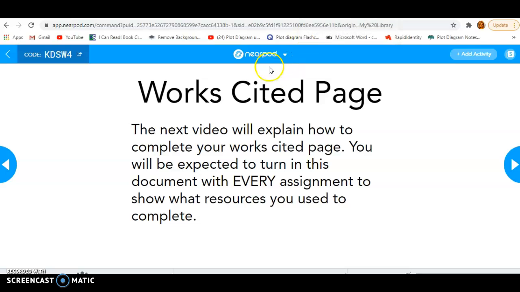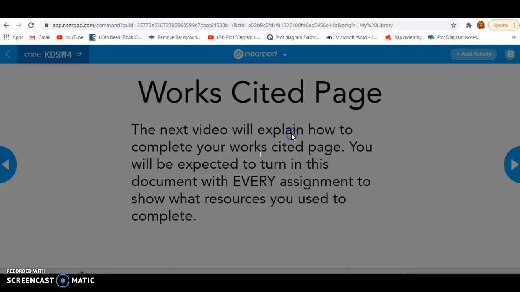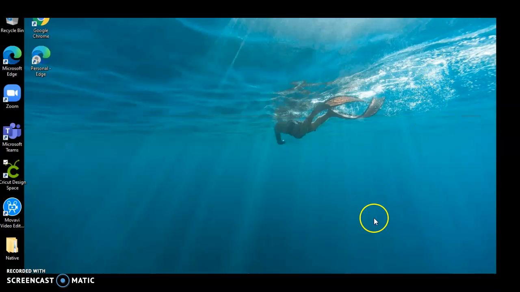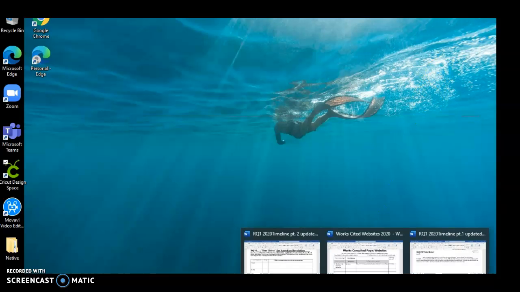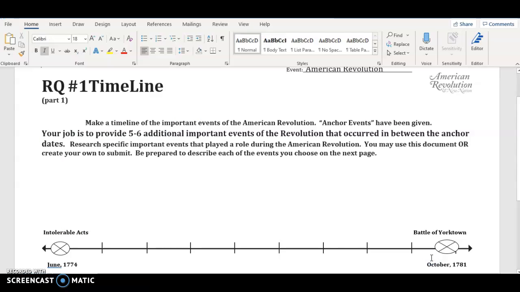So I'm going to stop this Nearpod right now. And let's talk about your research activity. You are getting ready to do a series of 2 assignments that go along with RQ1. And RQ simply means research question.